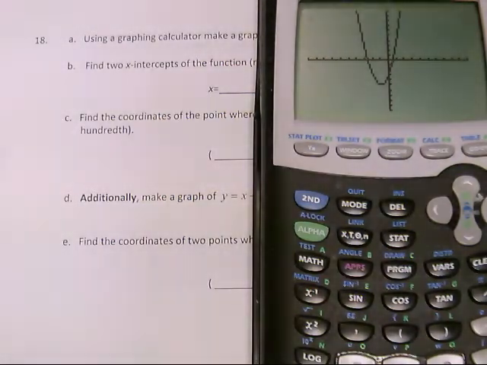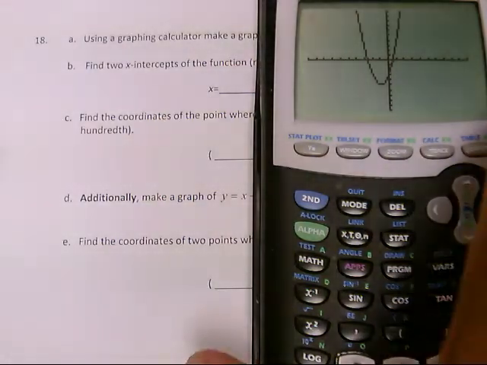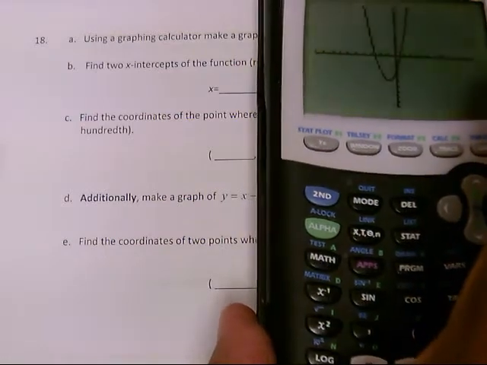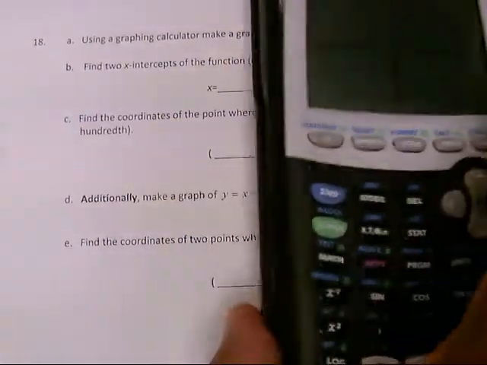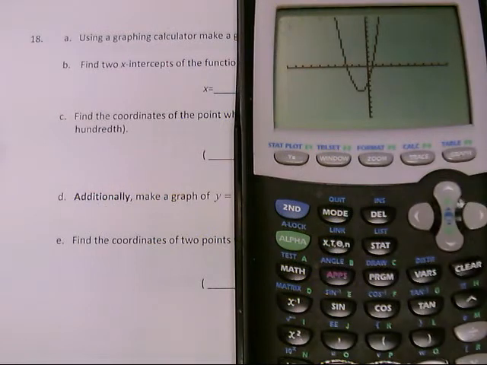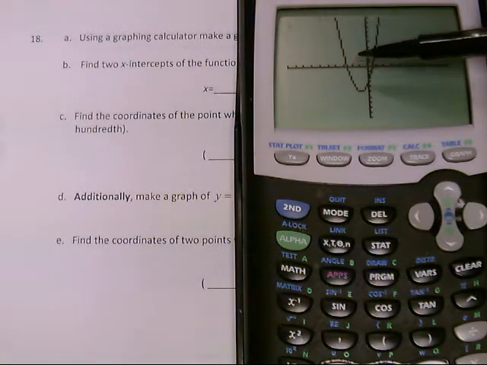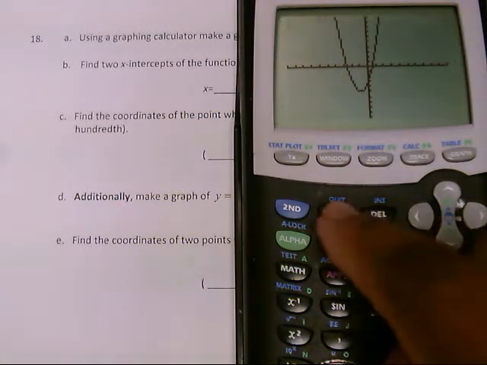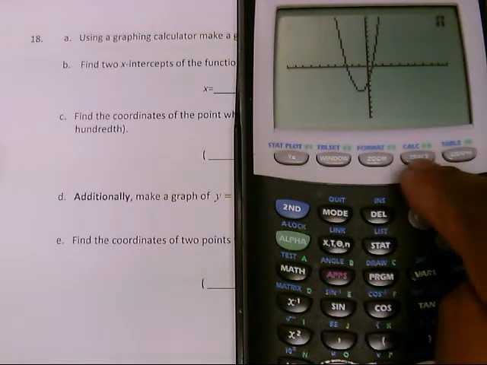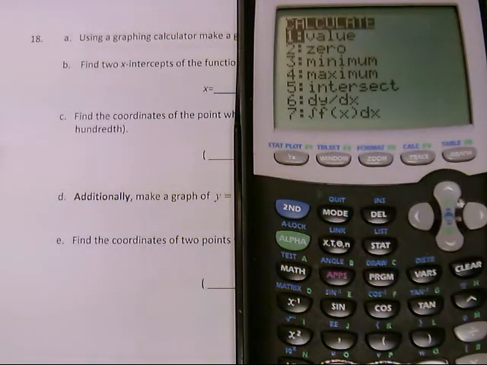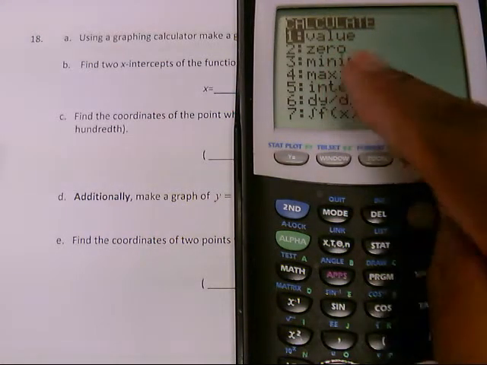So that's part A. Now in part B, you define the two x-intercepts of the function to the nearest hundredth, or to 2 decimal places. So here we're finding the zeros, where this graph crosses the x-axis at these 2 points here. To find that out, we press second and calculate, second trace for the calculate menu. We're finding the zeros, so we select number 2.